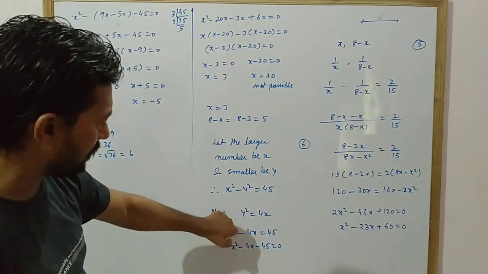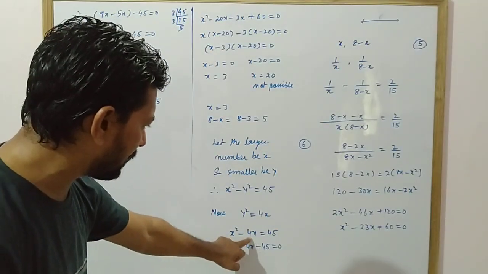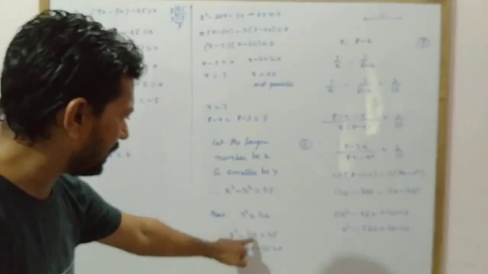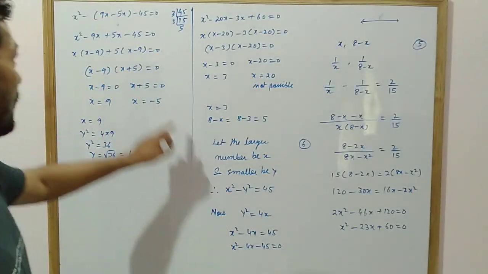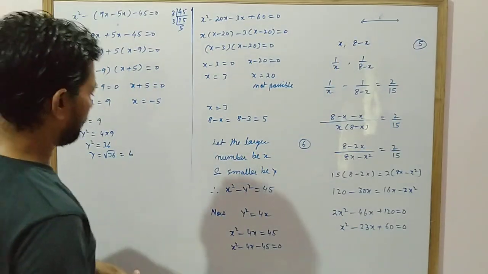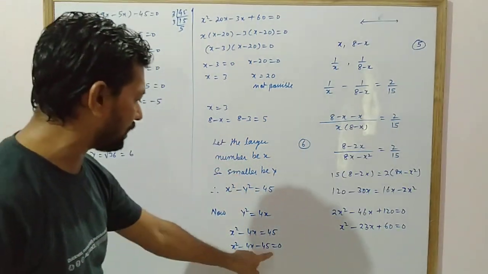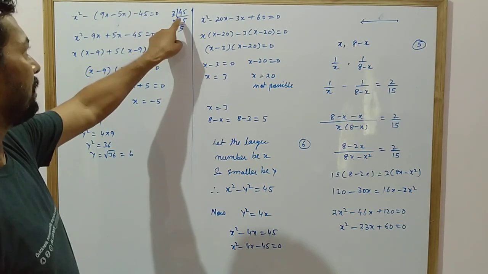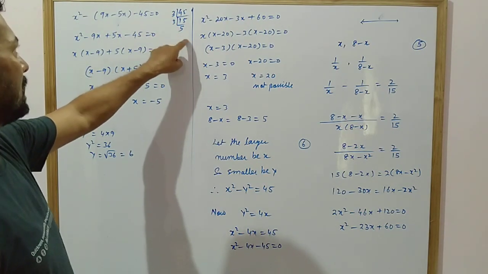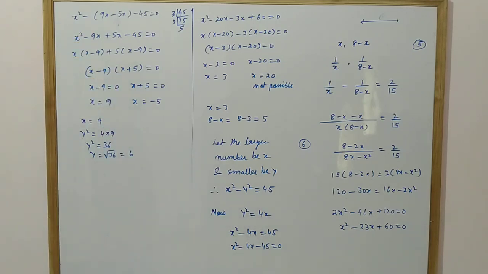So y square is 4 times x. Now this y square can be replaced by 4x. So x square minus 4x equals 45, so x square minus 4x minus 45 equals 0. Now we will split this into middle term factors. We take 1 into 45, that is 45, factors 9 and 5, so 9 minus 5 gives 4. Again splitting into middle term factors, we get x equal to 9 and x equal to minus 5.